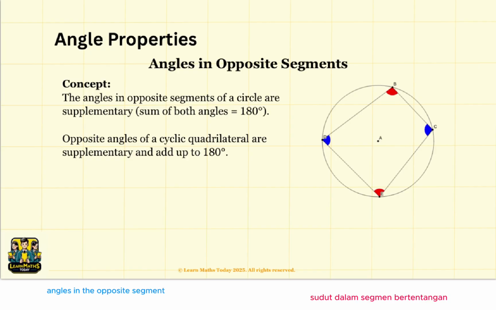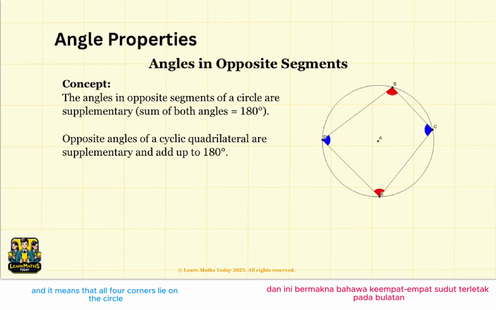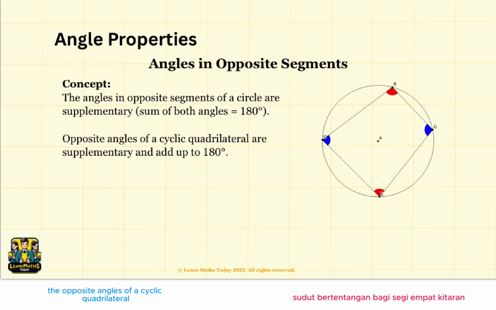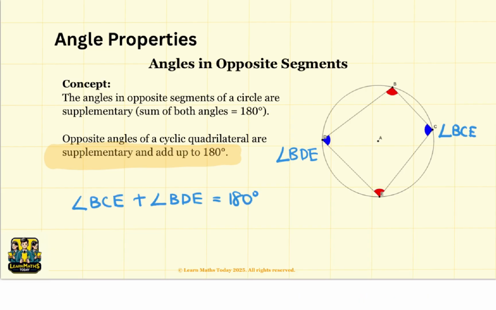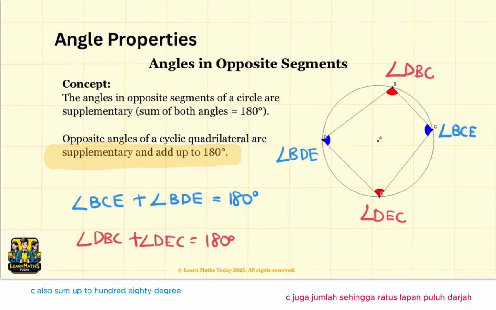Angles in opposite segments. We just learned that a four-sided shape inside a circle is called a cyclic quadrilateral, and it means that all 4 corners lie on the circle. The opposite angles of a cyclic quadrilateral are supplementary and add up to 180 degrees. In this diagram, take a look at both angles. In this case, angle BCE and angle BDE sum up to 180 degrees. And looking at the red angle, angle DBC and angle DEC also sum up to 180 degrees.